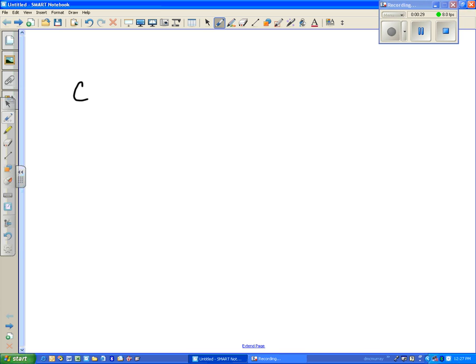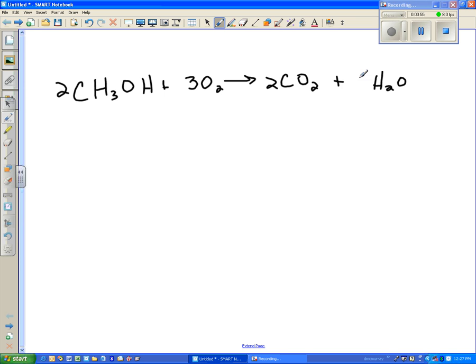So I have CH3OH plus O2, and this gets me CO2 plus H2O. And with all chemical reactions, we have to balance this thing. So I put a 2 here, a 3, a 2, and a 4. And this balances everything involved.